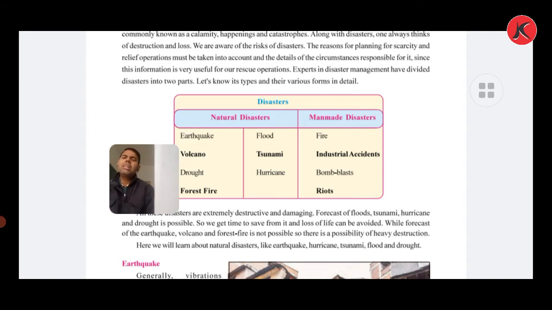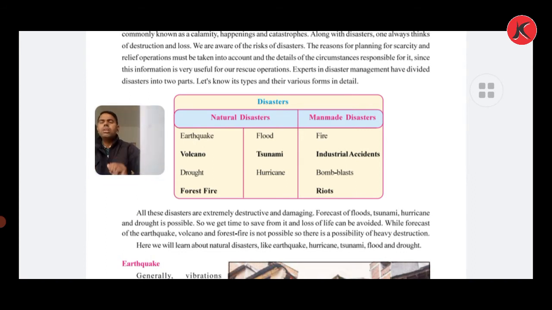Now, what do you mean by natural disasters, students? Natural disasters means the problematic situations which are caused by nature. In that type of situation, human beings are not responsible. Directly or indirectly, nature is responsible for those situations. That is called natural disasters. While man-made disasters means that directly or indirectly, human beings are responsible for those types of situations.